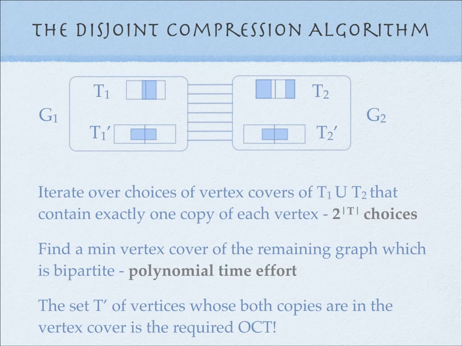Let us now focus on obtaining such a special vertex cover. We require the vertex cover to have exactly one copy of every vertex in T. So we iterate over such vertex covers of the graph induced on T1 and T2 and try and extend it to a vertex cover of the whole graph. This extension is easy as the graph excluding T1 and T2 is bipartite and bipartite vertex cover is polynomial time solvable. Thus, if the graph G has an OCT that is smaller than T and also disjoint from it, at least one of the choices in the enumeration will find it.